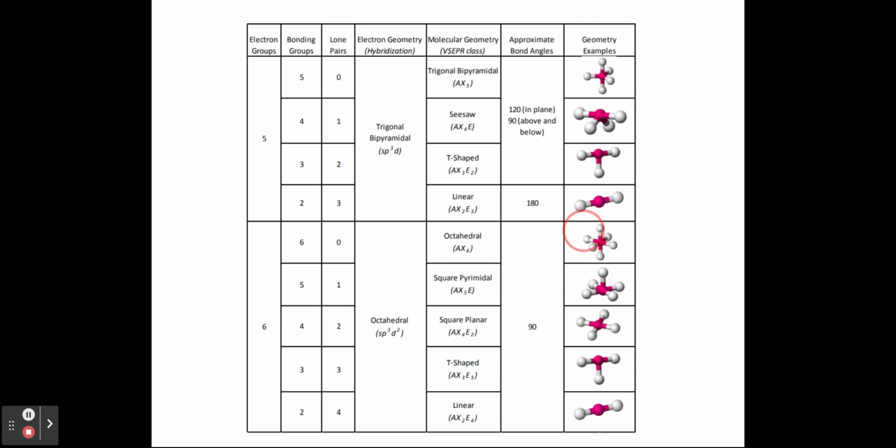And again, you have an expanded octet. You have 12 electrons because you have 6 atoms bonded. Each bond has 2 electrons, so that means you have a total of 12 electrons. That's beyond the 8. And so again, this is possible with elements that are in period 3 and beyond. And so you get these shapes here.